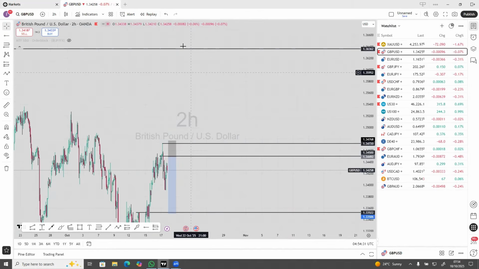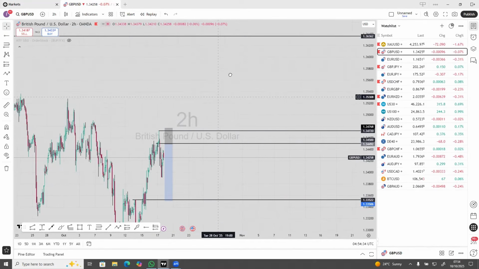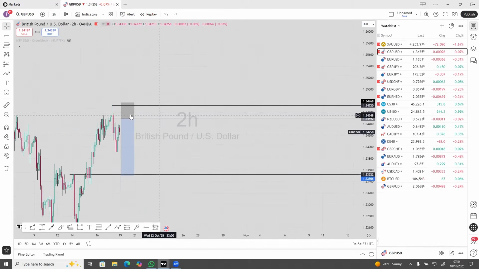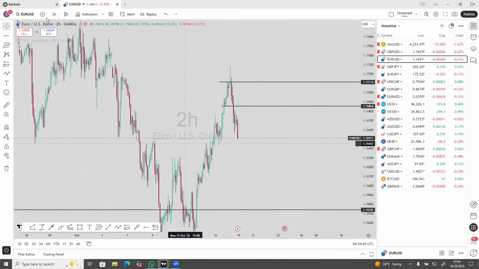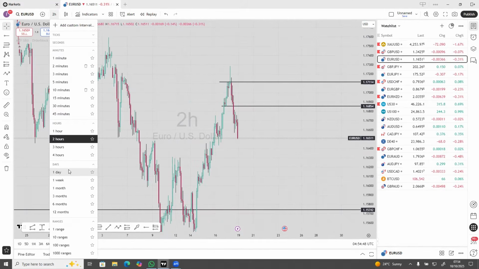So you can target that supply when you take a long position. But firstly, take a short position from that, and then target what? Daily demand. Euro USD. That is Euro USD on daily time frame.